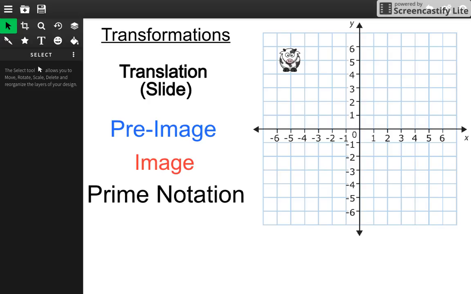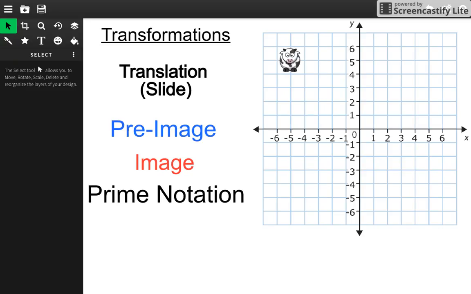All right, transformations. There's several different types of transformations, and that's an umbrella term to say what you're going to be doing to stuff on the coordinate plane. Are you going to be making things bigger, smaller, moving them, rotating them, reflecting them? These are all things that fall underneath transformations. Anything that's changing what you originally had.